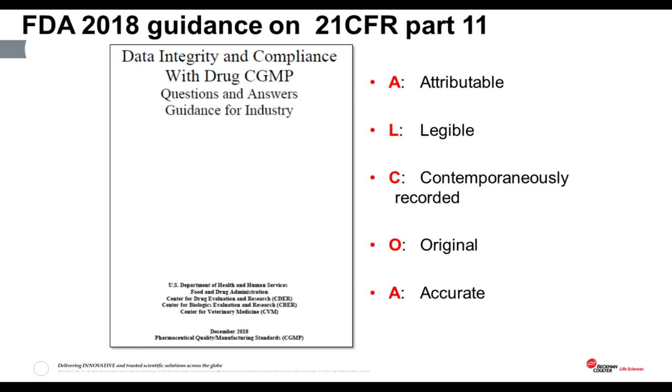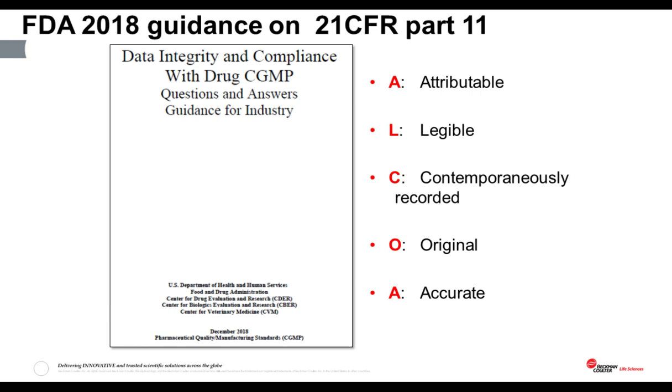Also in their 2018 guidance, the FDA introduced the acronym for the first time, ALCOA. And this is in response to what a good electronic record should look like. And they say the acronym stands for attributable to the person taking the sample. They suggest it should be legible and therefore probably not handwritten. Sometimes handwriting can be difficult to read.